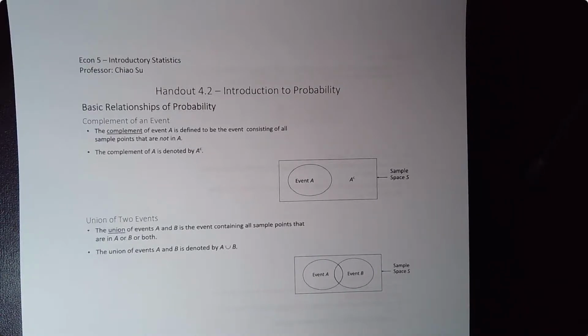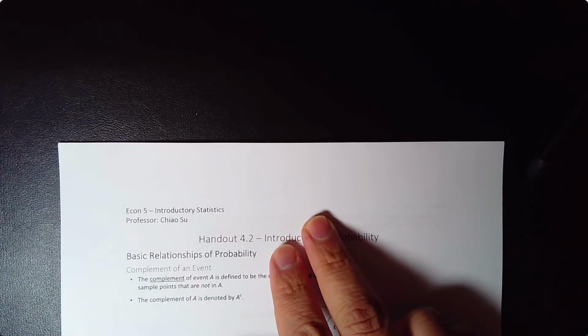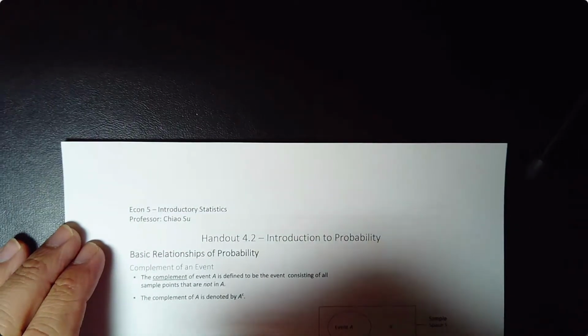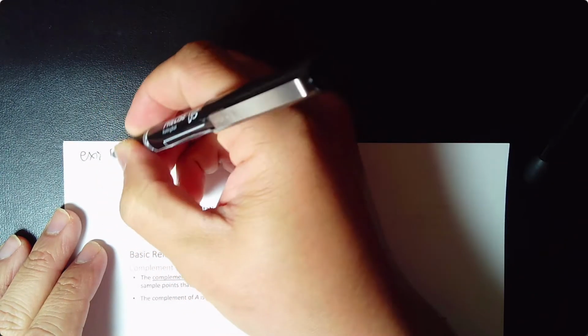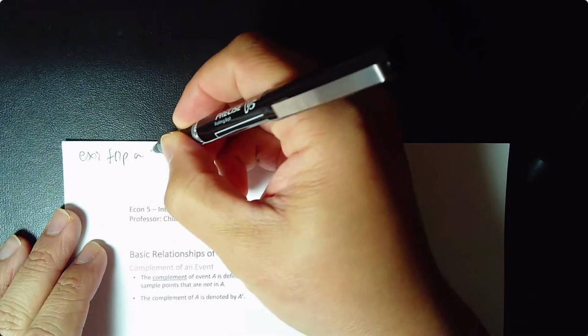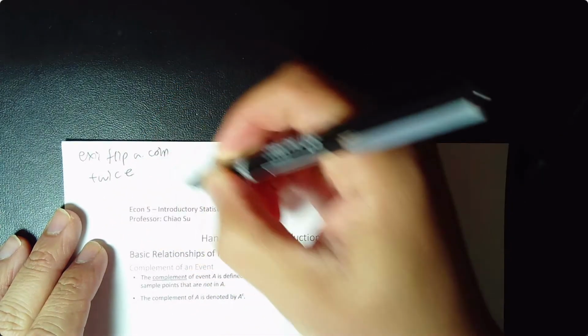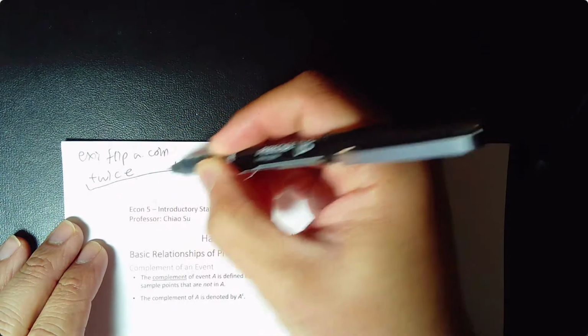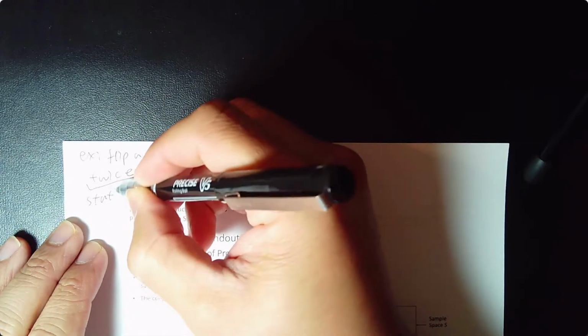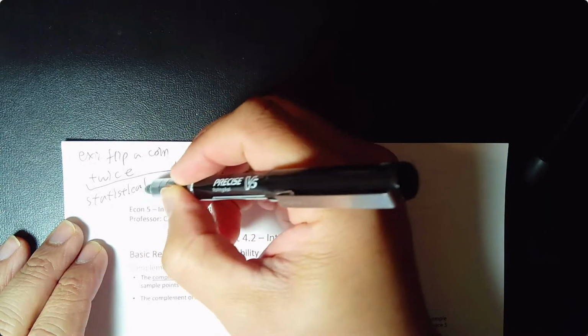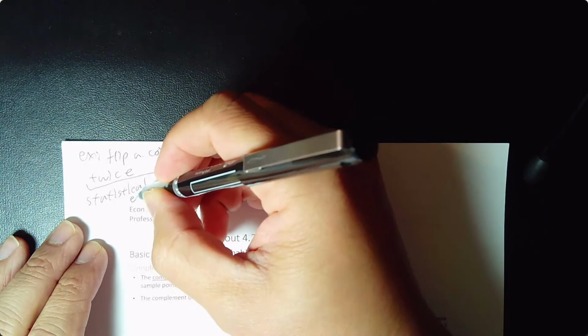Okay, handout 4.2. Let's do a quick recap. Simply just a quick reminder of a couple of definitions and terminologies. So remember, we have what we call a statistical experiment or random experiment. For example, we flip a coin twice, or flip two coins. Same idea. We call this a statistical experiment, or random experiment.